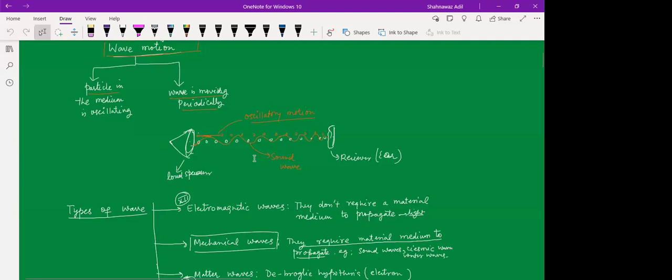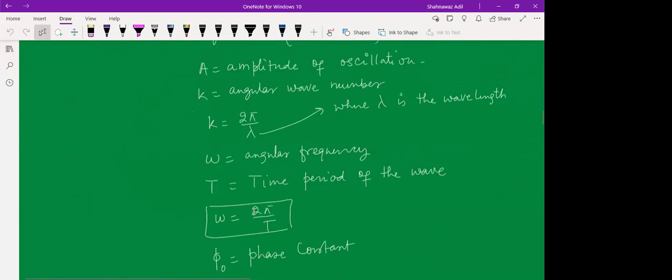Reflection and all these things have been completed. So now let us talk about the next topic, which is beats. In the last part, what did we talk about?